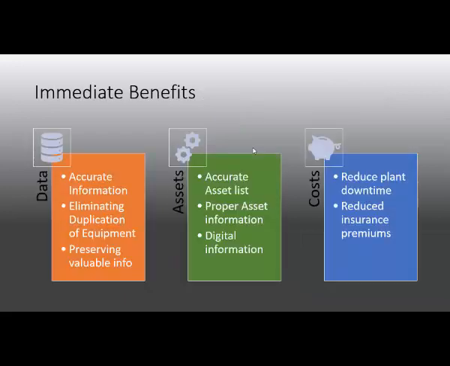Immediate benefits are that you have accurate information because it's a central database. It also eliminates duplication of equipment. We found that each department got their own list, and this will reduce that problem. That is really helping you to preserve valuable information because you know there's just one source of the truth. Also on your asset registry side, it creates an accurate asset list with proper information because various departments contribute to that, and it's all digital in the database itself.